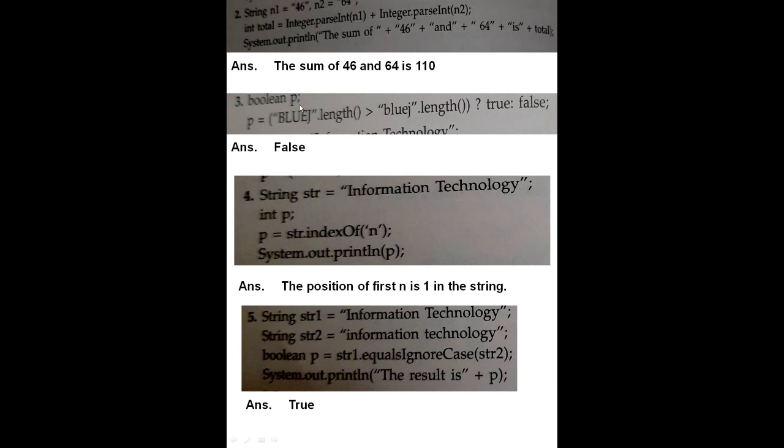Same way, boolean P, this is blue.length is greater than blueJ.length. Now you will find whether it is true or false. If you find the blueJ length, but this is in capital letter and this is in small letter. The condition to ignore the case has not been given. If it were written to ignore the case, then the answer would be true, because ignoring the case, if this is not greater than 0, then the answer will become false.